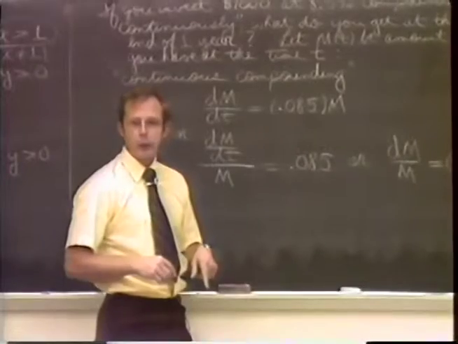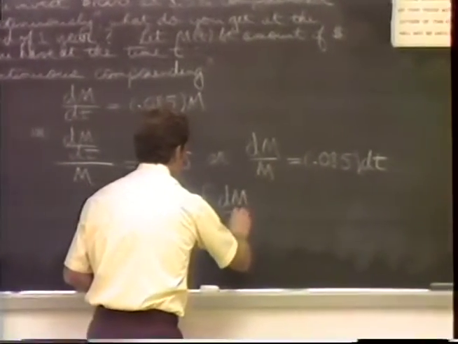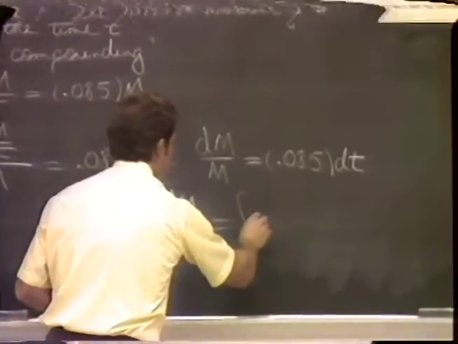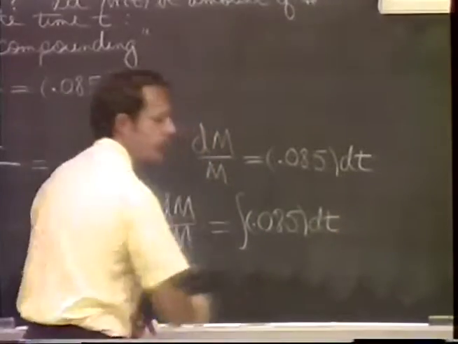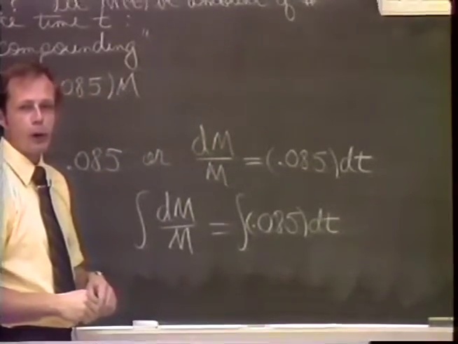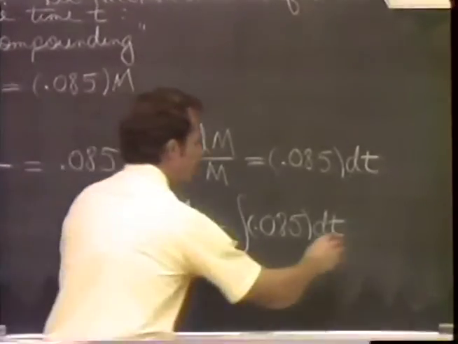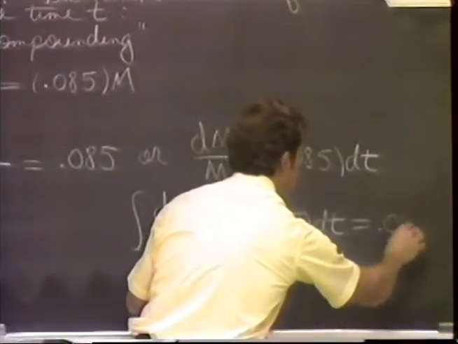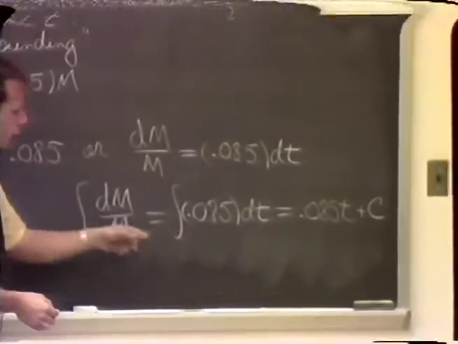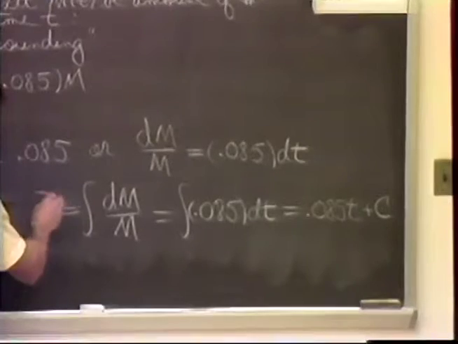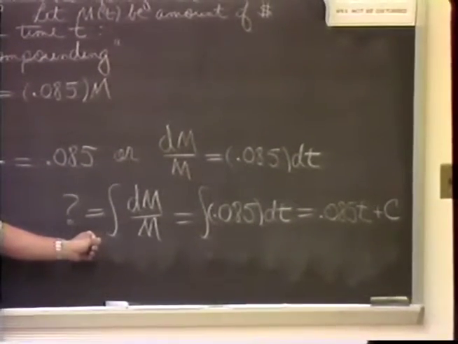And now that I have it in that form, what I want to do is integrate both sides. You see, the thing I hope to accomplish is to figure out what m is. That's the whole point. What is m from our model? Well, the right-hand side is no problem. That's 0.085 t plus some additive constant. But it's the left-hand side that we're stuck on, it turns out.